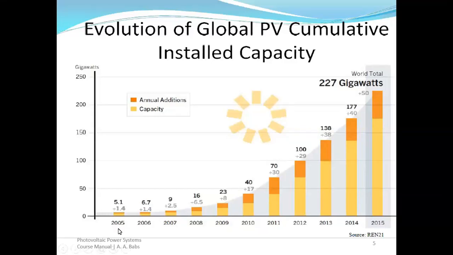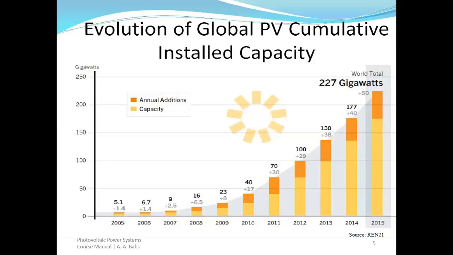So in 2005, you will find out that the global capacity is about 5.1, and then the addition is just about 1.4 in 2005. In 2006, the addition was just 1.4. So you will find out that in 2007, the addition increased to 2.5, to 6.5 in 2008, and then to 8 in 2009, up until 2015. In 2015 alone, the addition we had was 50 gigawatts. And that took the total installed capacity to about 227 in 2015.